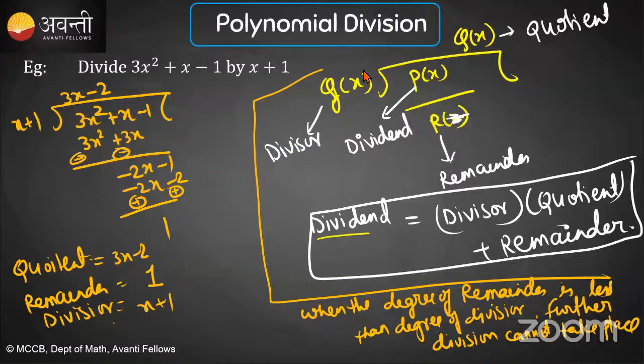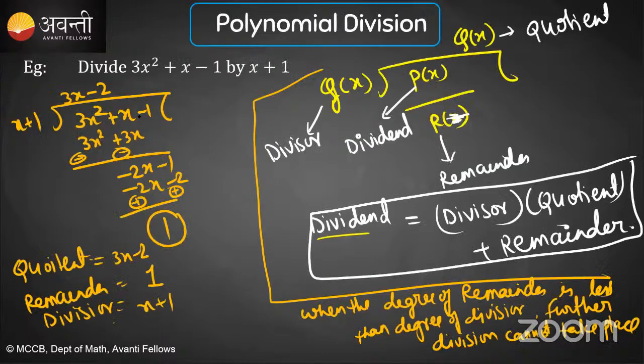Yes, very good. So students, one very interesting thing that you note here, and you already know this from the name remainder theorem. See, what was the remainder when we divided 3x square plus x minus 1 with x plus 1? This was the remainder, right?